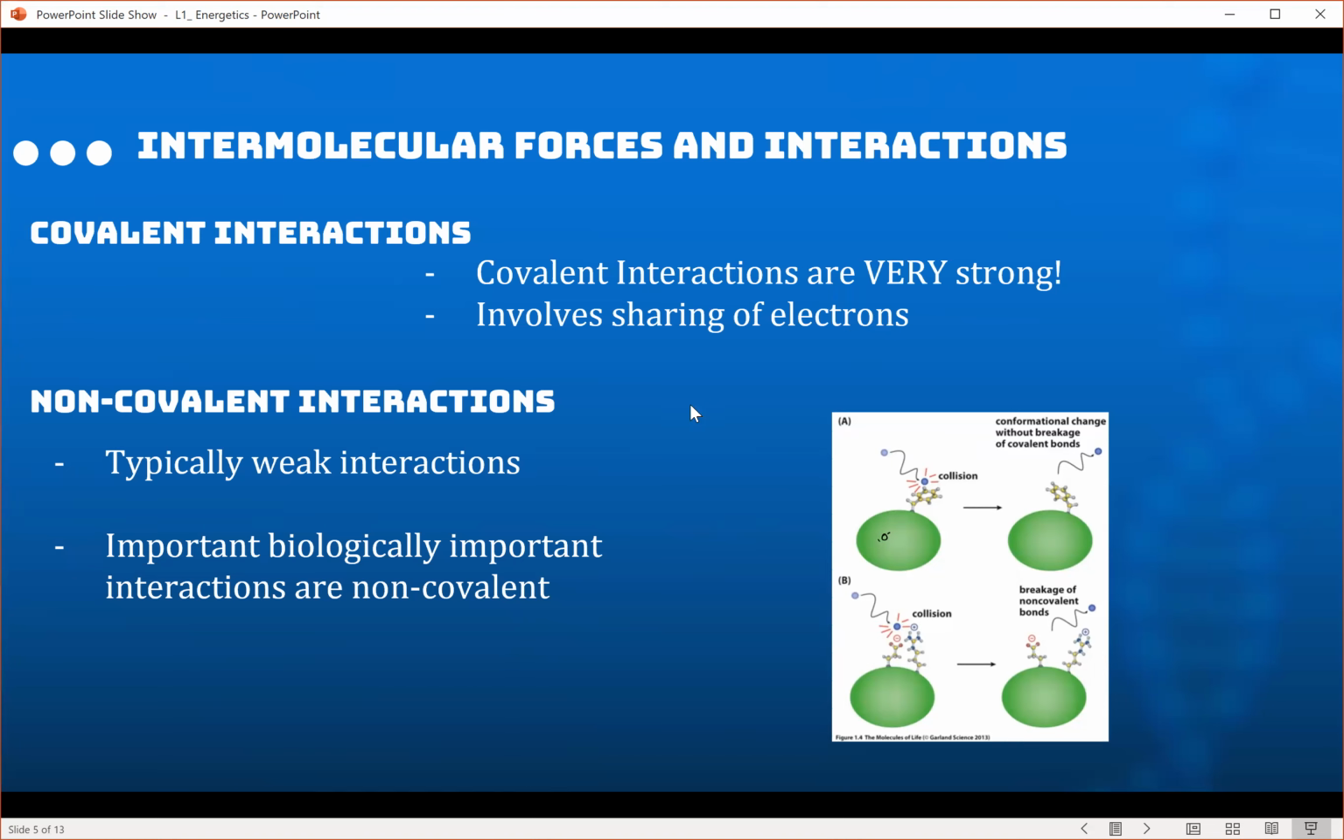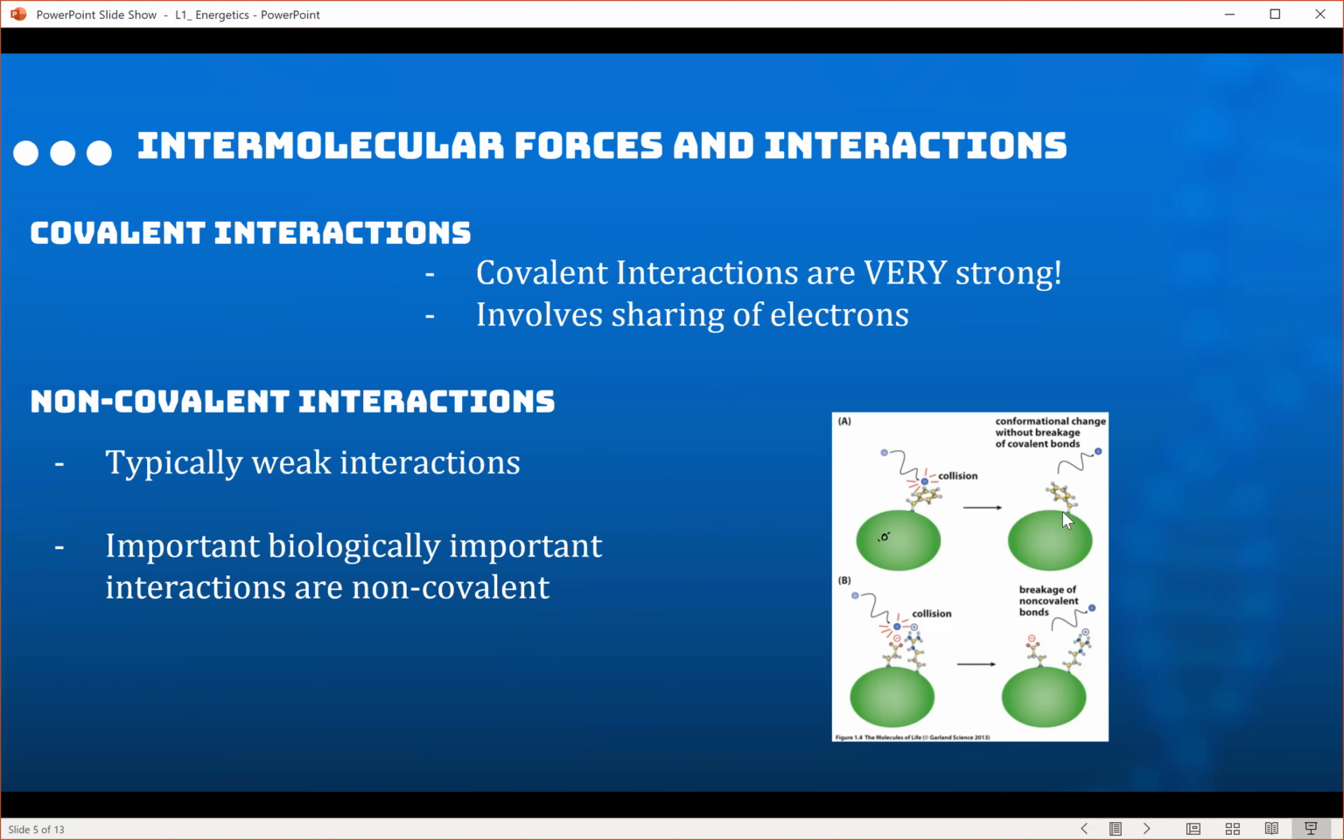What we're more interested in, at least from a structural biology standpoint, is the idea of non-covalent interactions. These are typically weak, and many important biological interactions are non-covalent. An example from the Molecules of Life textbook would be conformational changes. We have a water molecule interacting with the side chain of an amino acid, and that just changes its conformation on the surface.